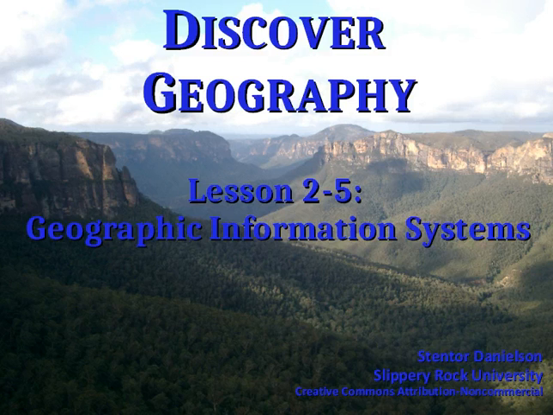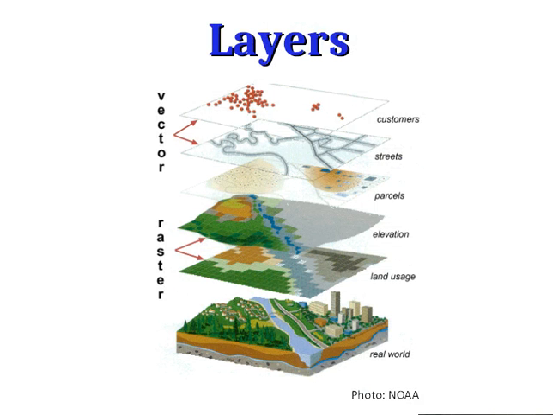A Geographic Information System, or GIS, is a computer system that can store, display, and analyze geographical information. Within a GIS, various pieces of geographical information are included as different layers.